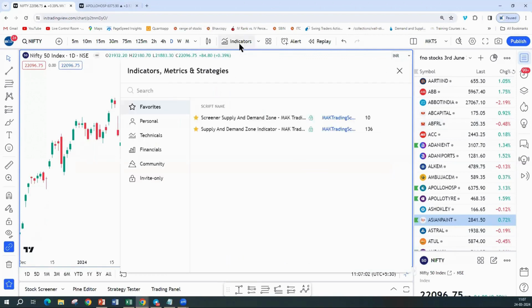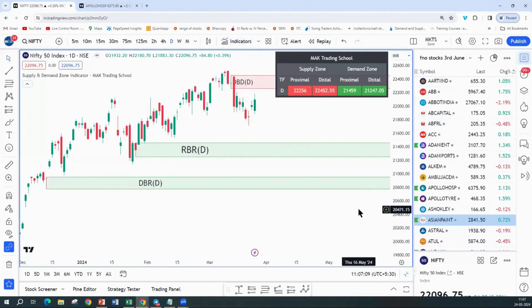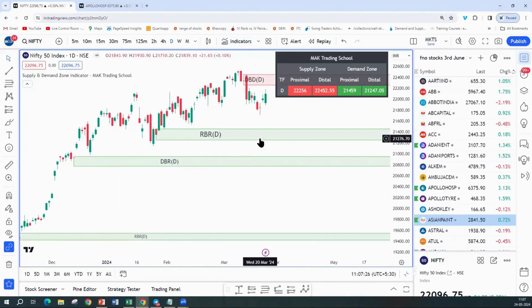So let me enable this indicator. You see the supply and demand zone indicator. This indicator has plotted all the supply and demand zones on the daily time frame on the Nifty 50 index. And the table that you see over here has the coordinates for the nearest supply and the nearest demand zone. Isn't it now easy? Whatever you have learned so far, manual plotting, the indicator is doing the job for you.